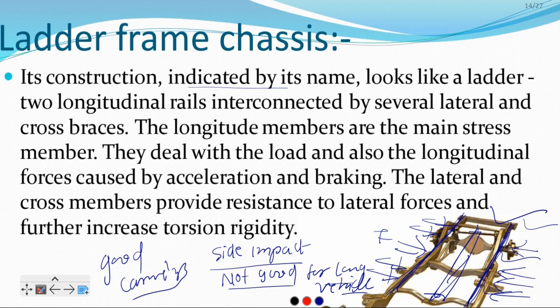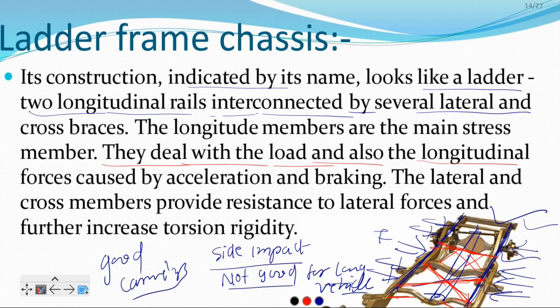As indicated by the name, it looks like a ladder: two longitudinal rails interconnected by several lateral rail cross braces. To increase the strength of this particular frame, you can add some cross braces like this between them. So the strength of this frame will also increase. If you add the cross braces, the weight of the frame will also increase at the same time. They can deal with the load and also the longitudinal forces caused by acceleration. That is good for acceleration and braking.